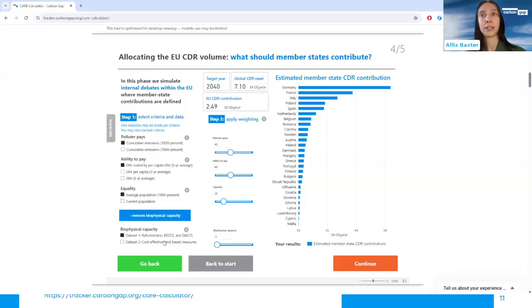So the implication here is that those countries with higher biophysical capacity have a responsibility to harness that ability. So I'll give you a second to vote. And again, you can make these hybrid models. Okay, I think we can move on and see what people voted.